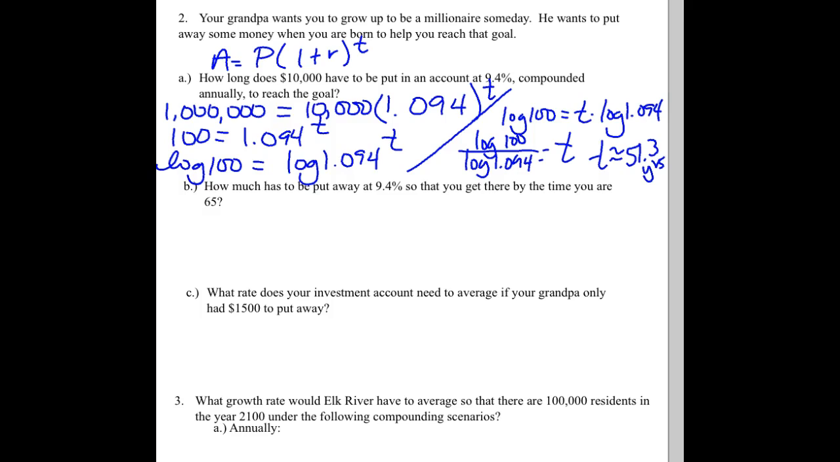Yes? Okay. Part B says, how much has to be put away at that 9.4% so that you get there by the time you're 65? So again, he's doing this when you're born. So if we want to get our money in 51.3 years, he had to put in $10,000, right? If we can wait 65 years, he doesn't have to put in quite as much. Okay, so let's work backwards and figure out what he would need to put in. We still want to be a millionaire.